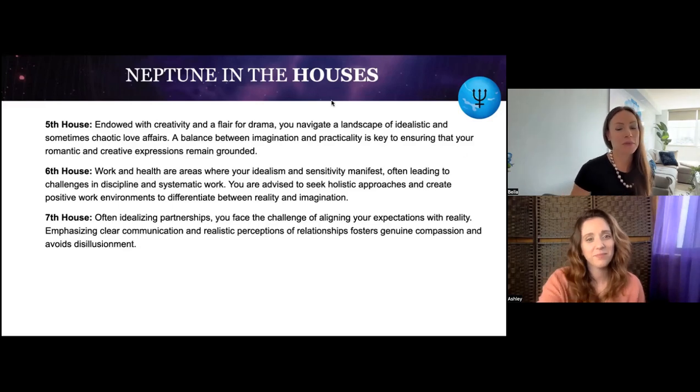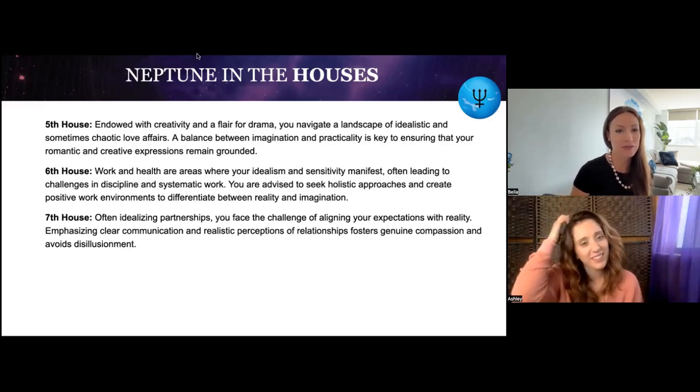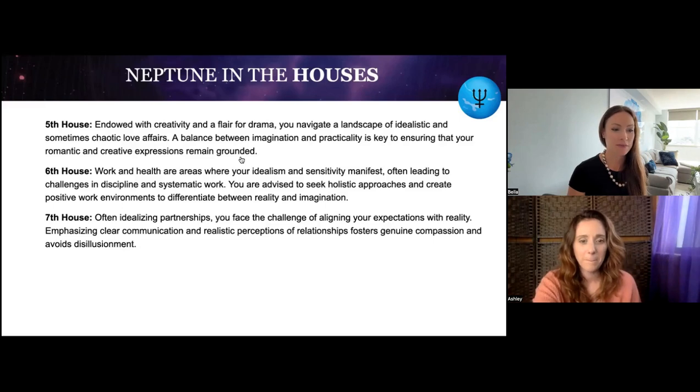I can feel my solar plexus here. If you have Neptune in the seventh house, there's going to be a lot of beautiful and not so beautiful lessons in relationships. And those relationships are really important, like life partner, business partner.